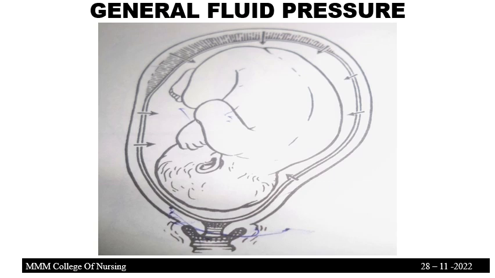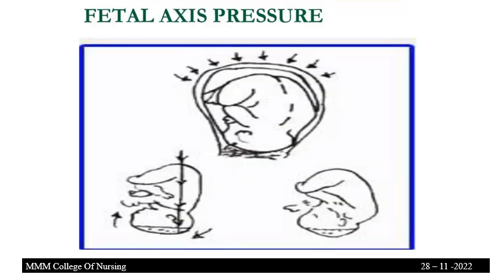Because of the contraction, all the fluids tend to go down. Because of the contraction and the gravity, all the fluids, the forewaters as well as the hindwaters, will tend to go out of the cervix. That is called the general fluid pressure.